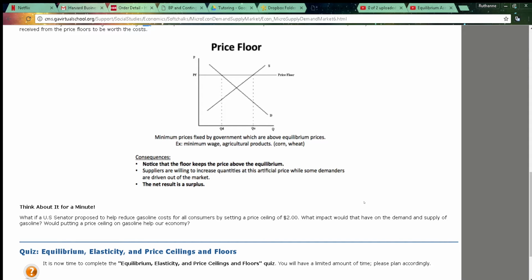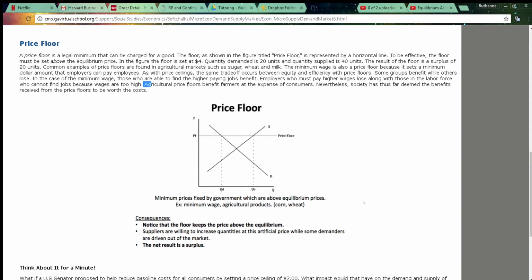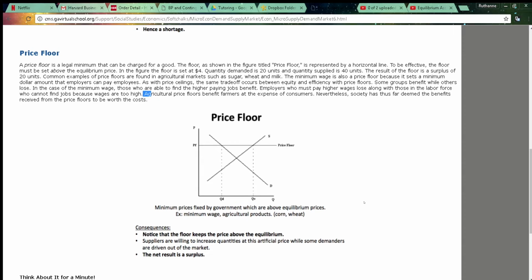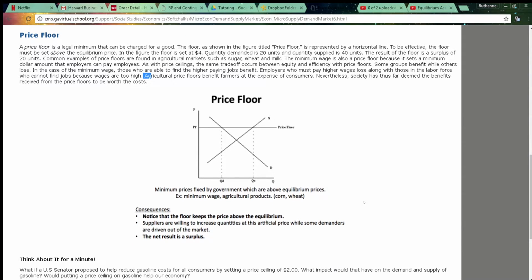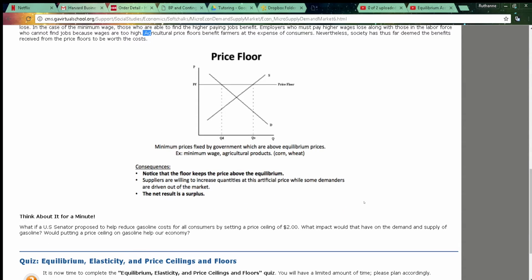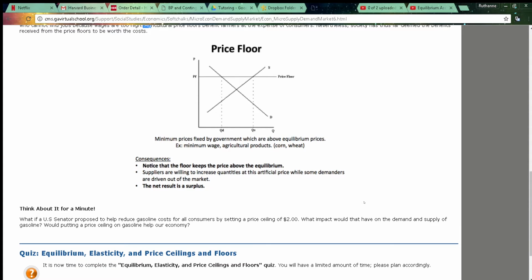So that goes over how price ceilings and price floors affect the equilibrium and the supply and demand. Now we are going to take a quiz on equilibrium, elasticity, and price ceilings and floors.